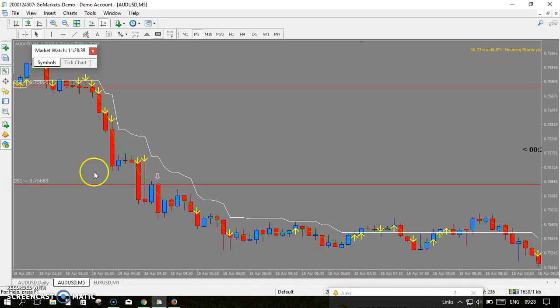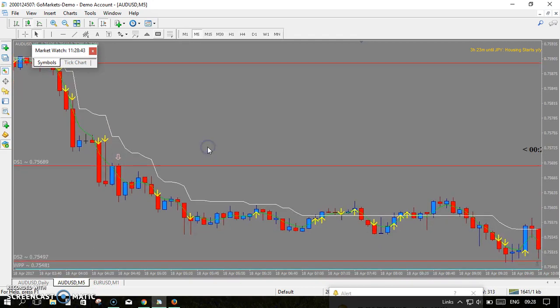I have the Australian dollar versus the US dollar open. This worked well for that. Other currencies I suggest are Euro USD, GBP USD, and NZD USD.